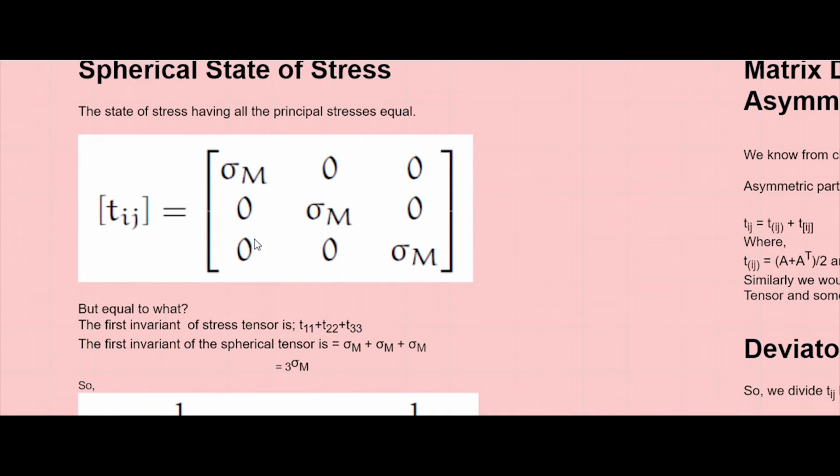Look at this spherical stress tensor. This is just the identity matrix multiplied by a scalar. So, what happens if we take it through an orthogonal transformation? The answer is nothing. The spherical stress tensor remains the same, whatever orthogonal transformation you apply to it.